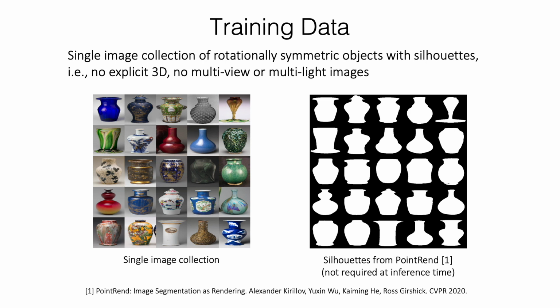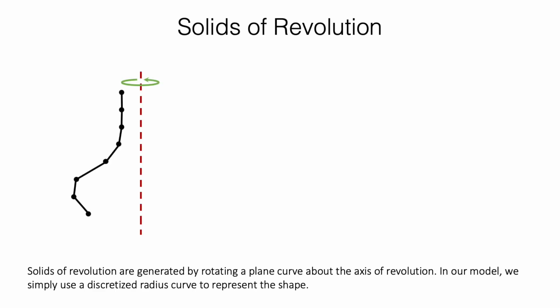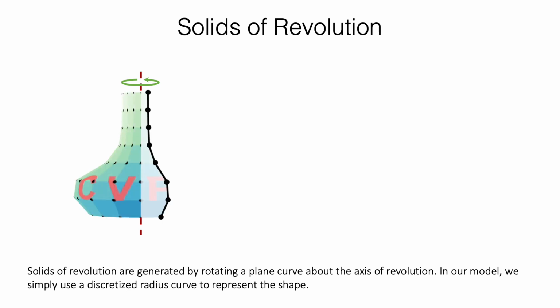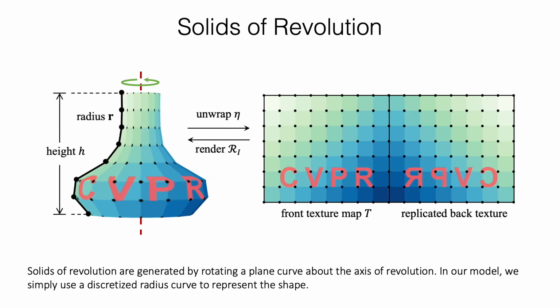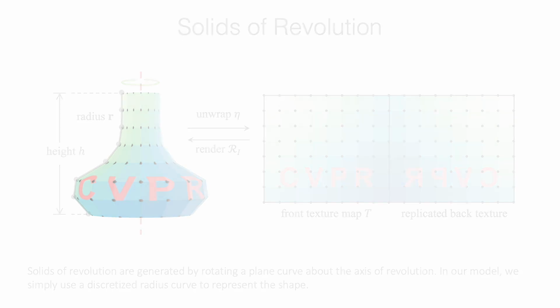Since this is an extremely ill-posed problem, we make simplifying assumptions on the geometry and focus on rotationally symmetric objects such as vases. The shape of these objects can be described by solids of revolution, which are generated by rotating a plane curve about the axis of revolution. In our model, we simply use a discretized radius curve to represent the shape.